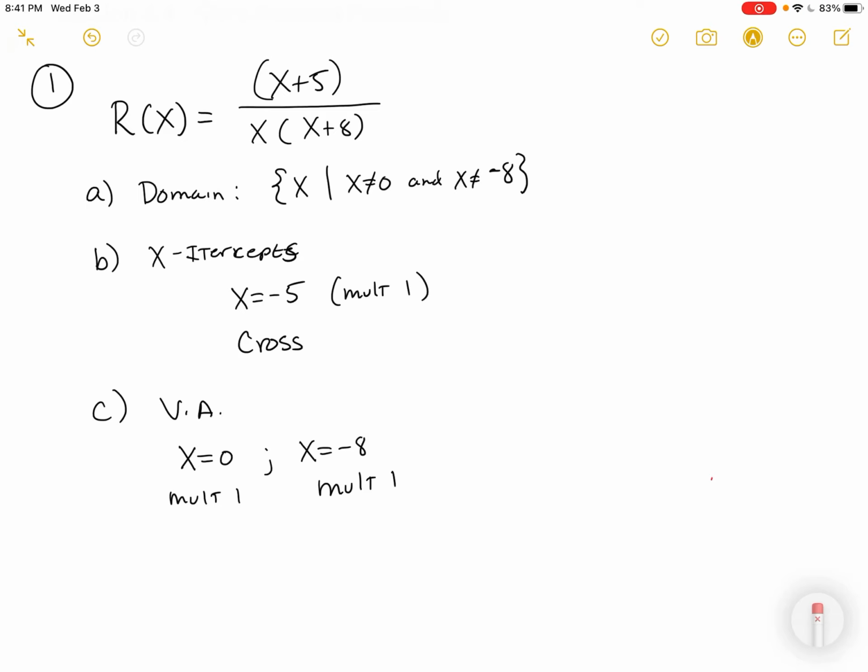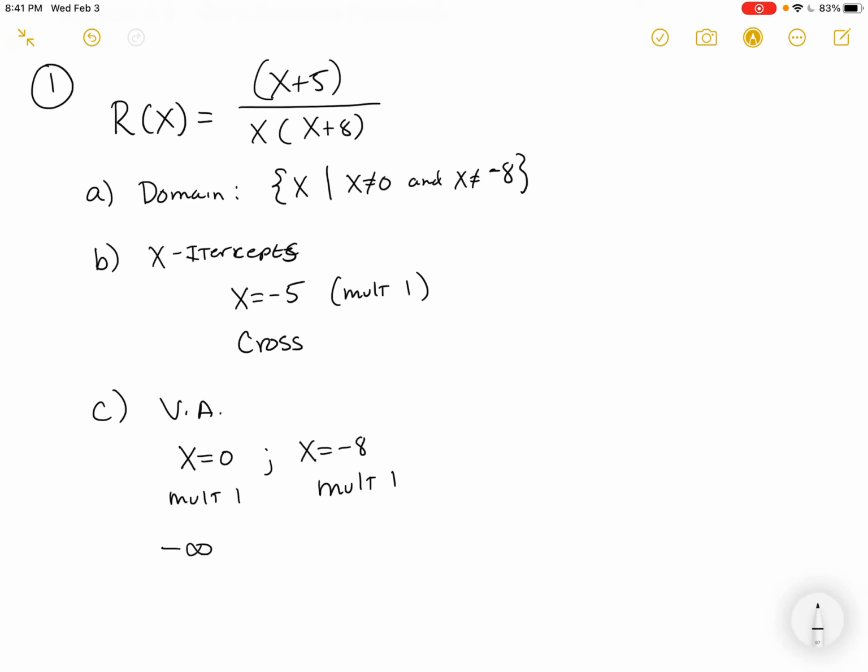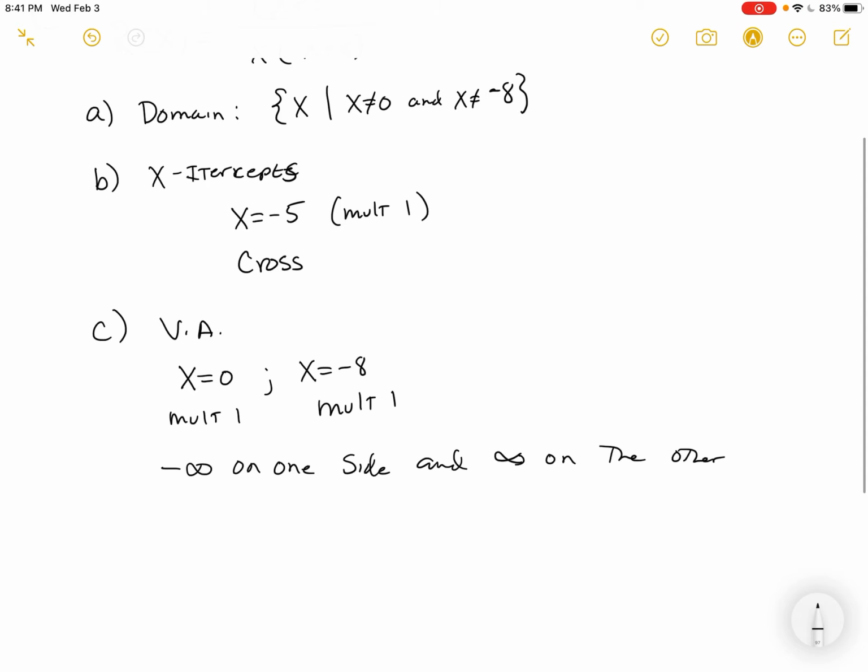So because they had a multiplicity of 1, it's going to be negative infinity on one side and infinity on the other. They're not naming the sides. That's up to the graph. You'll do that in just a moment. You put all the pieces together, but I wanted that to make sense.